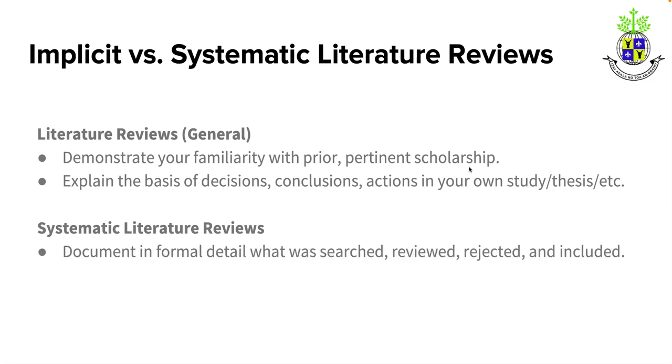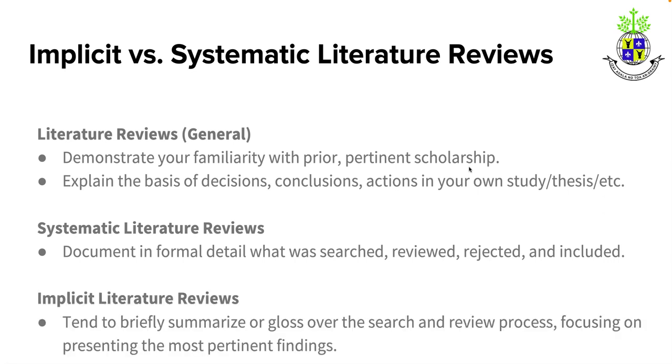Now, in a systematic literature review, you're going to be documenting in formal detail where you searched, how, and what was rejected and included. But in an implicit literature review, it's more likely that you're going to be briefly summarizing or glossing over the search and review process. Not saying you can't do it. In fact, I do recommend that you have a formal paragraph that lays out where you searched and how, in part because it will make your life easier when you're searching, and it will make your life easier when you're justifying to your committee why you did the things you did.